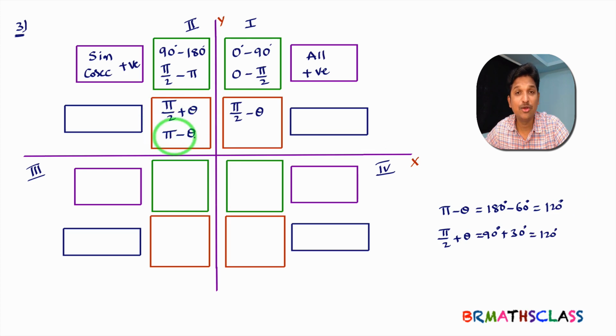What we are learning now, that is important. Pi by 2 plus theta lies in second quadrant. Pi minus theta also lies in second quadrant. And this box I'll discuss at the end.